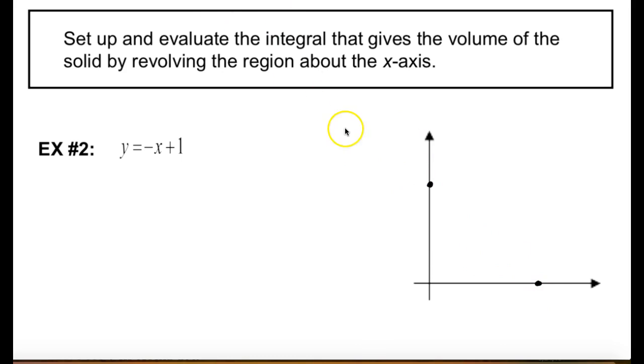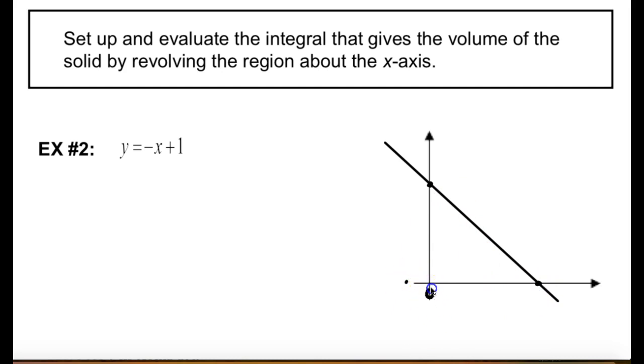So let's get a nice line that almost matches up. Fix that. There we go. So here's my line. Now I want to take this triangle that we created and revolve it around the x-axis. So I will get a cone with the mouth facing to the left, and the tip of the cone would be right here. That's what's going to happen when I revolve this about the x-axis.